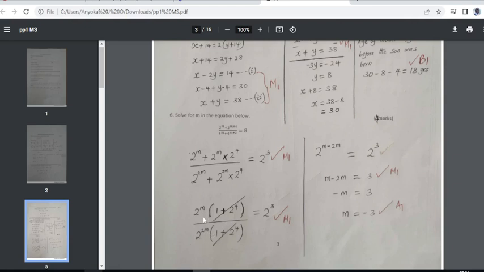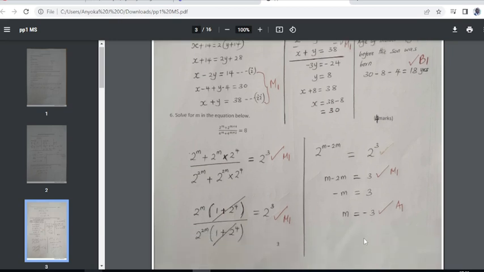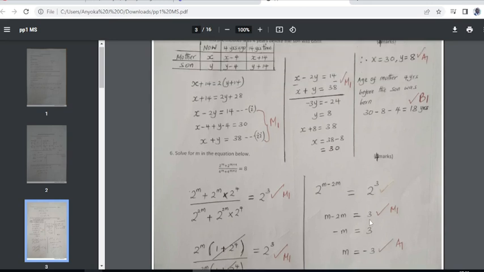Because we are dividing, we subtract their indices. So we are here: 2 to the power of m minus 2m is equal to 2 to power 3. Because we are equating numbers of the same base, the base is 2, we equate the indices. So m minus 2m is equal to 3, minus m is equal to 3. So now our answer becomes m is equal to negative 3. Any question?